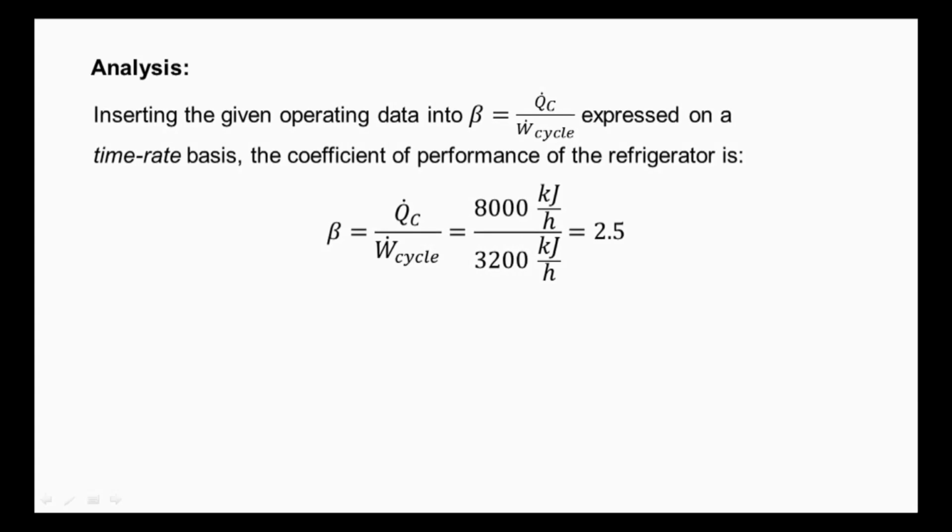By inserting the given refrigeration capacity, Q dot C, and the power required, W dot cycle, into the expression for the coefficient of performance of a refrigeration cycle gives us beta is equal to Q dot C divided by W dot cycle, expressed on a time rate basis. The numerical value for the coefficient of performance of the refrigerator we obtain is beta equal 2.5, which is the first answer we were seeking, namely the actual coefficient of performance of the refrigeration cycle.